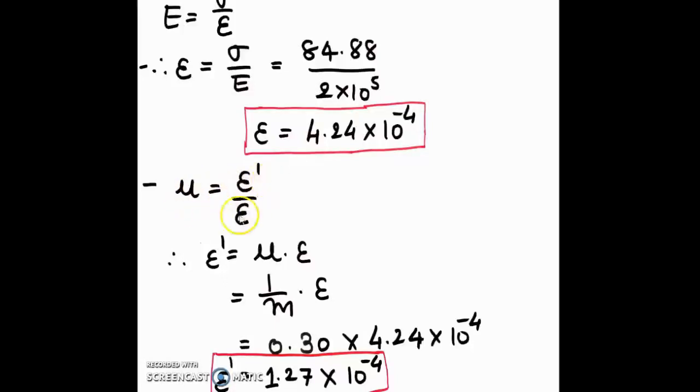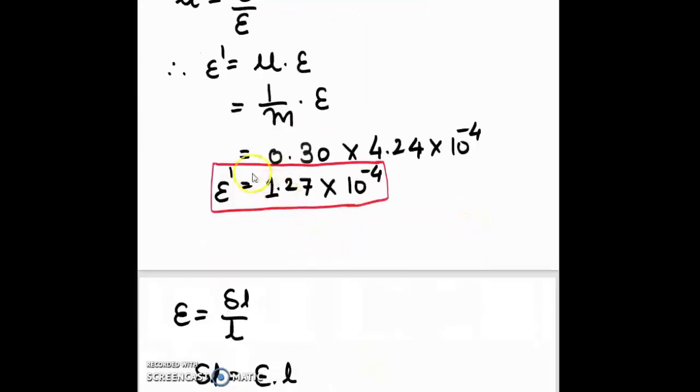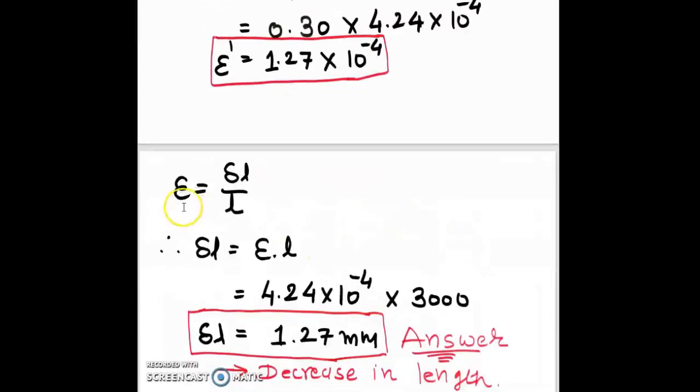Now using Poisson's ratio, we can find the lateral strain. Poisson's ratio is equal to lateral strain upon linear strain, epsilon dash upon epsilon. Epsilon dash is equal to Poisson's ratio into linear strain. We can write 1 upon m instead of mu because both are the Poisson's ratio. So epsilon dash is 1 upon m into epsilon. We have 1 upon m as 0.30, and the strain we already found, 4.24 into 10 raised to minus 4. Then we can easily calculate the lateral strain, 1.27 into 10 raised to minus 4.